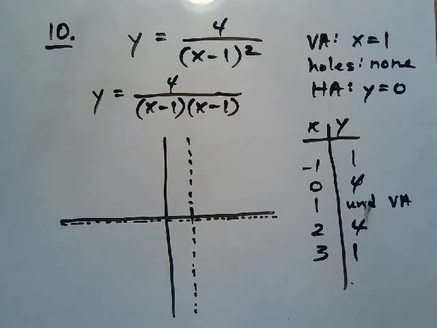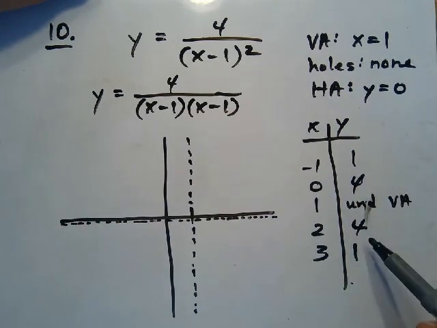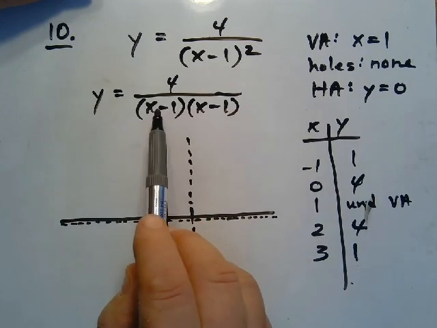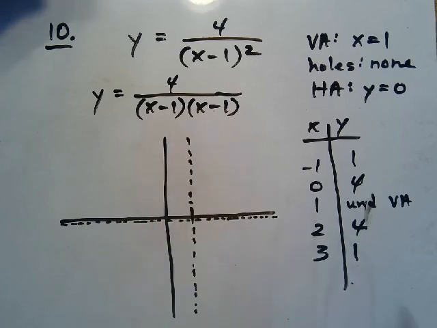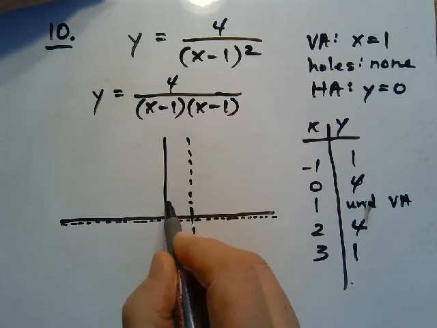Now you'll notice that our output values did not have any negatives, and that was because if we had a negative on the bottom in one of these factors, it ended up being multiplied times another negative and became positive. So let's see what this graph would look like. 0 goes to 4.